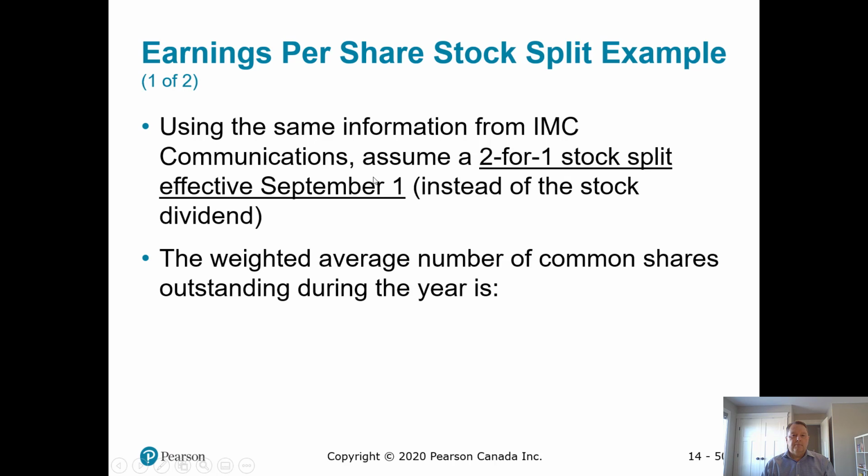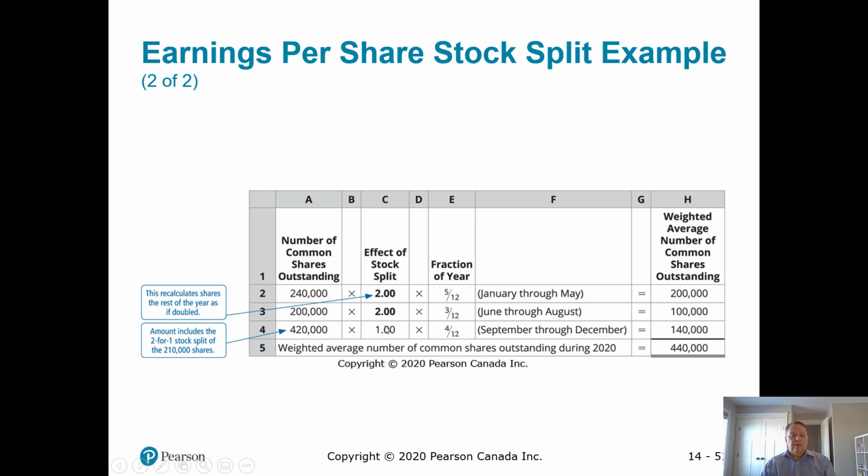So now, again, if we use the same information and we assume a 2-for-1 stock split effective September 1, then how does that impact us? Let's have a look and see. So again, we have 240,000 shares in January through May, and the effect of the stock split is to basically double the number of shares. So we end up with 200,000 shares there as the weighted average. Just doing the math, 240 times 2 times 5/12 for 5 months.